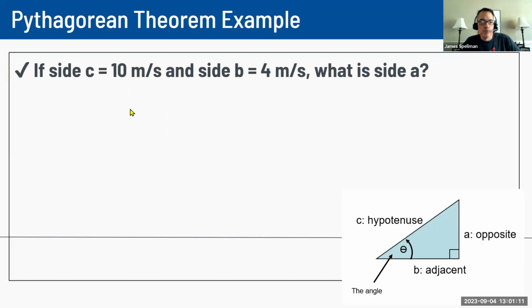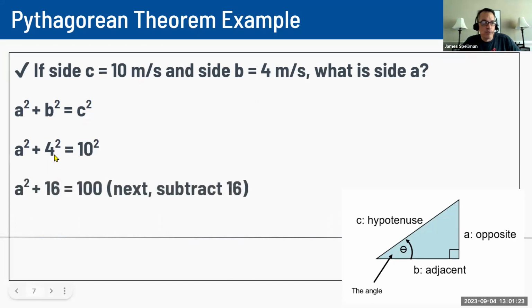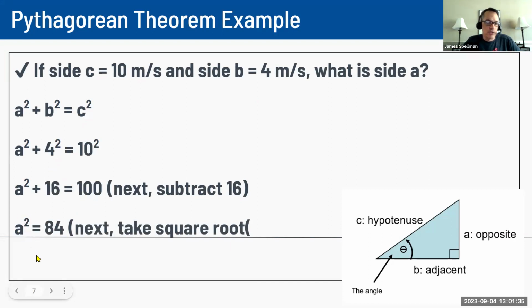If we had an example where side c was 10 and side b was 4, just going through the math of us doing this, we'd start with our formula, plug our numbers in. So if c was 10 and b was 4, we would square each of those. 4 squared becomes 16, 10 squared becomes 100. Subtract 16 off of each side. That would give us a squared equals 84. And we want a, not a squared, so we need to take the square root of a squared to get a.